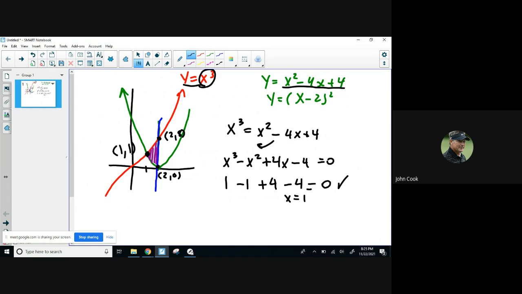Okay, let's set up the integral now. So the integral goes something like this. Let's see here.